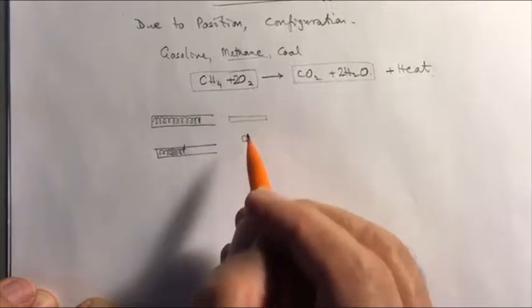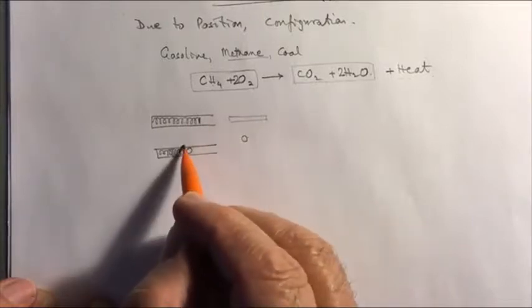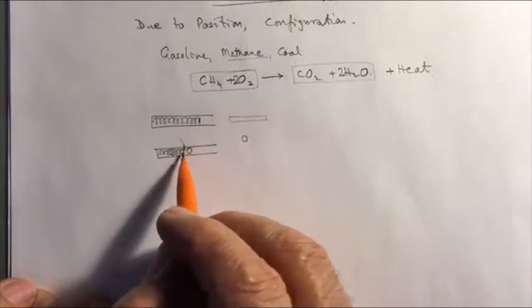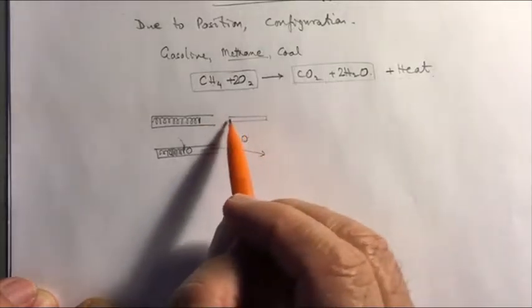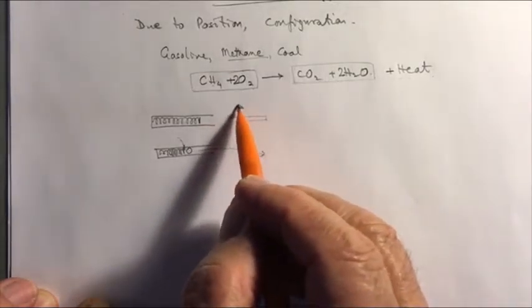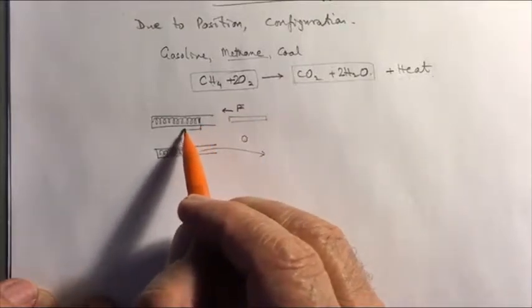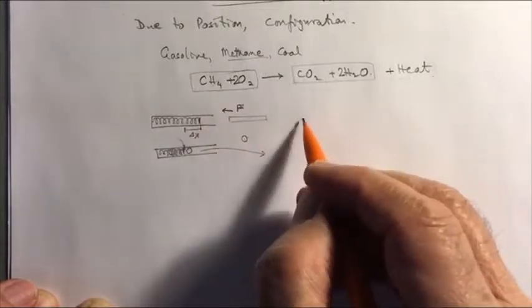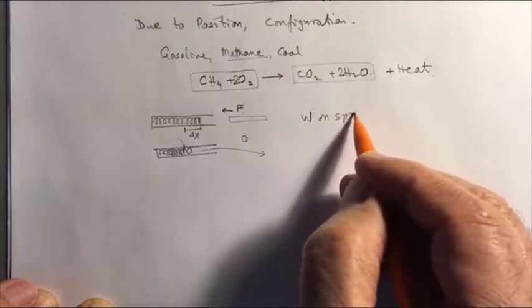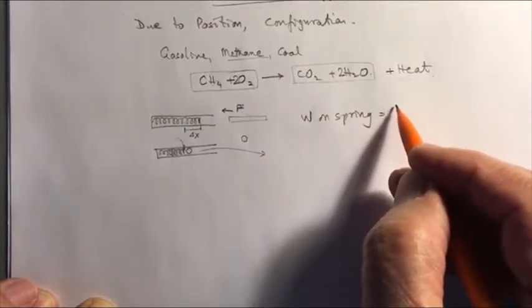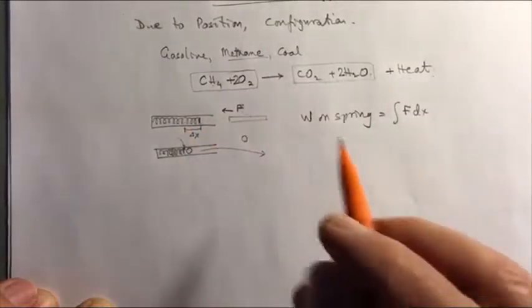So by pushing it in here and then taking that rod out, the spring is locked in place. And then we take a metal or a plastic ball and put it in here, and then we pull this trigger and the spring throws it out. So what we've done here is we've applied a force to the left and we move the spring from here to here. So this force has done some work on the spring, equal to the integral of f dx, because the force is changing as it goes along.